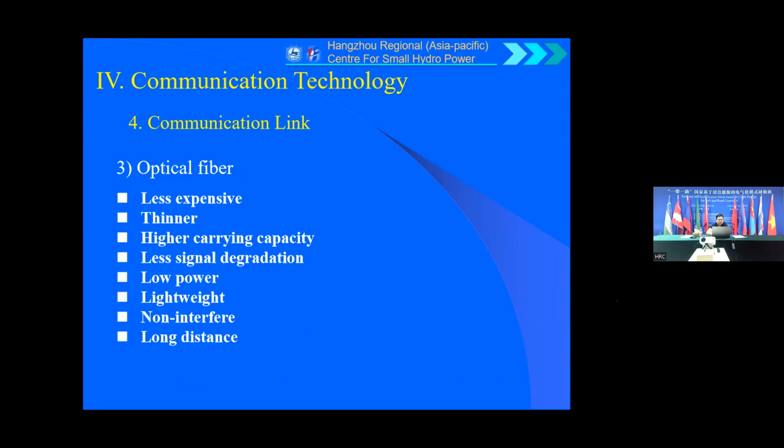So these are the features of optic fiber. It's less expensive, very cheap, I think, in China, and it's very thin with higher carrying capacity. The capacity is very high. If we have large capacity requirements, we need to use this. It also has less signal degradation, low power, and is lightweight. So these are the advantages of the optic fiber.